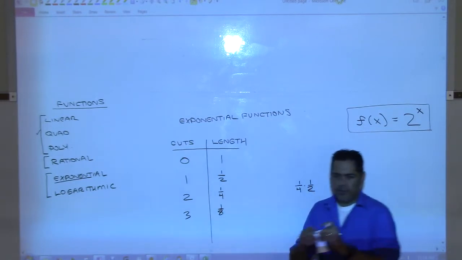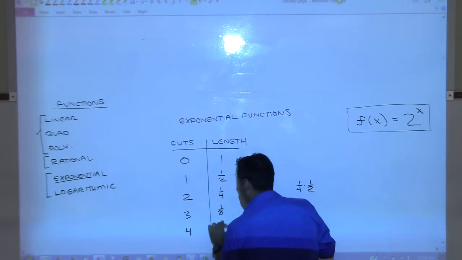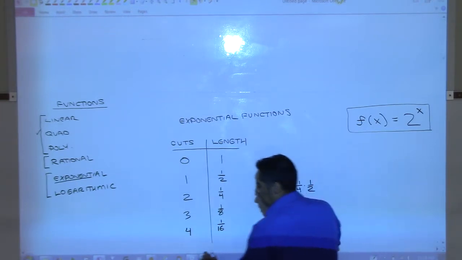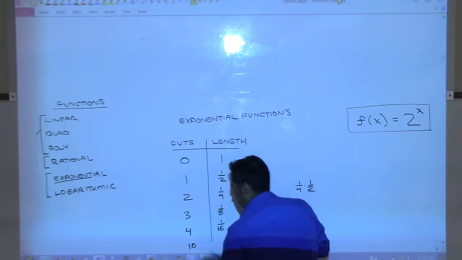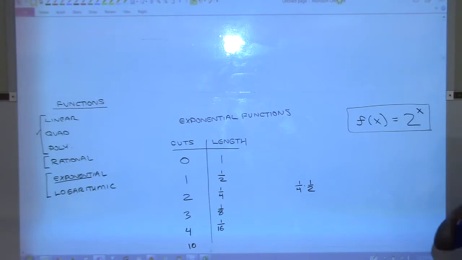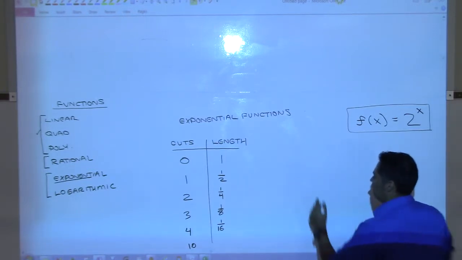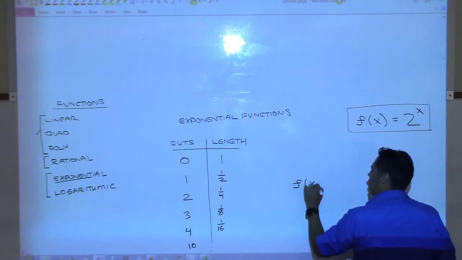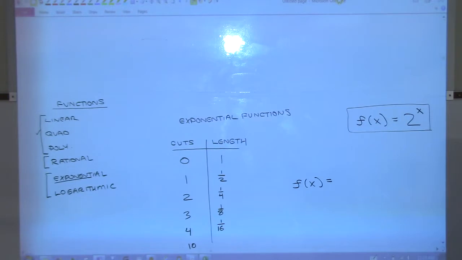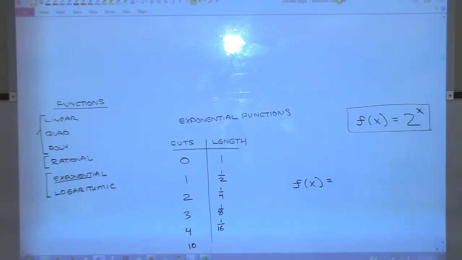And then what if I could do it 4 times? I should have 1/16. And the question then would be, what if I cut it, I don't know, 10 times? How long would it be? So again, you could keep doing it until you get down to 10, but the question is, is there a function that would give this to you? Right? So does anyone have a guess as to what this exponential function would be?